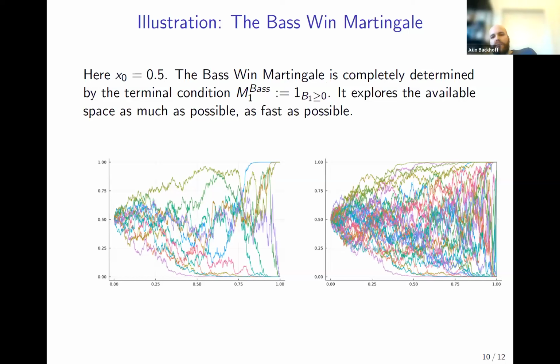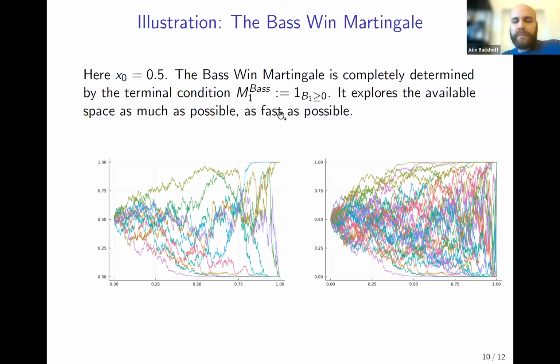So I want to give you now some intuition about what these martingales are doing. Let's start not with the Aldous martingale, but with a different wind martingale, also to convince you that there are plenty of wind martingales out there. This wind martingale is defined as follows. At time 1, it's going to be 1 if Brownian motion is positive, and 0 if Brownian motion is negative. Therefore, it's Bernoulli with parameter 1/2 at time 1.